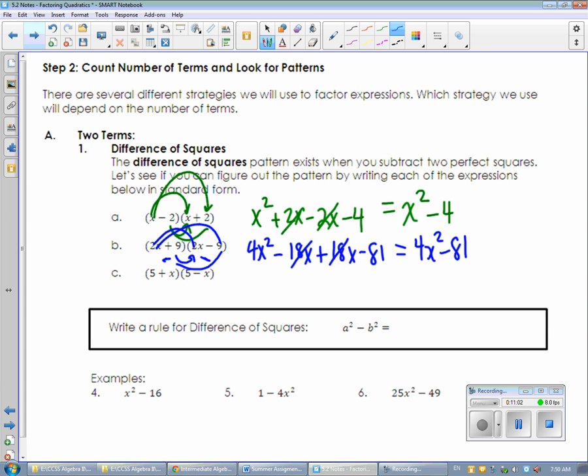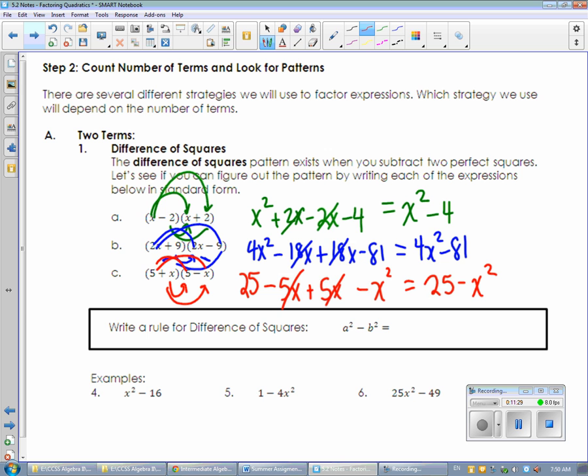Let's do one more. This time I'm going to do 5 times 5. I'll distribute the 5 first. This gives me 25. If I distribute the 5 to the negative x, I get negative 5x. And if I distribute the x, I'm going to have another positive 5x. And x times negative x leaves me with a negative x squared. My 5x's cancel, and I'm left with 25 minus x squared. So, like I said, this pattern is called the difference of squares.